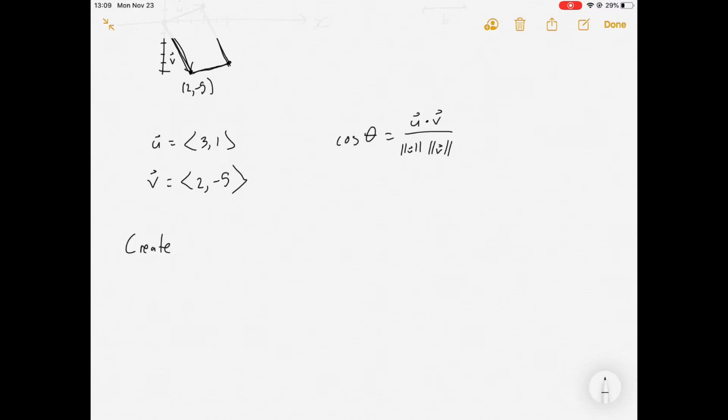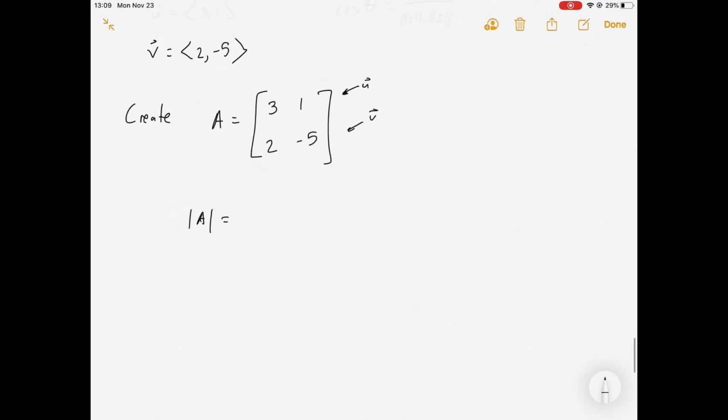So I'm going to create a matrix, I'll call it the area matrix, which is going to be 3, 1, and then 2, negative 5. You'll notice this first row is really just u, and the second is v. Then I'm going to find the determinant of this matrix. It's going to be 3 times negative 5, which is negative 15, minus 2, which is negative 17. Area can't be negative though, so I'm going to take the absolute value of that. So the absolute value of negative 17 is positive 17. And actually, that's the answer.